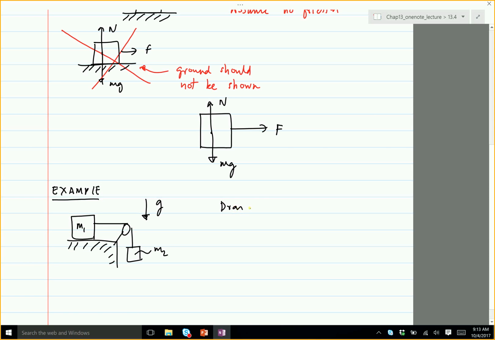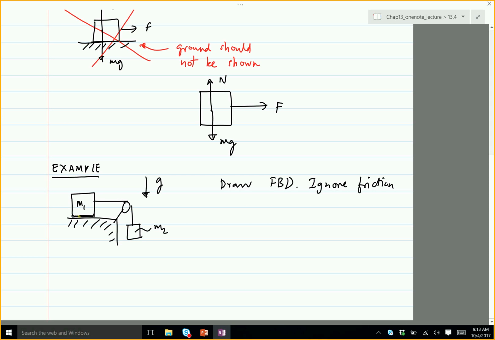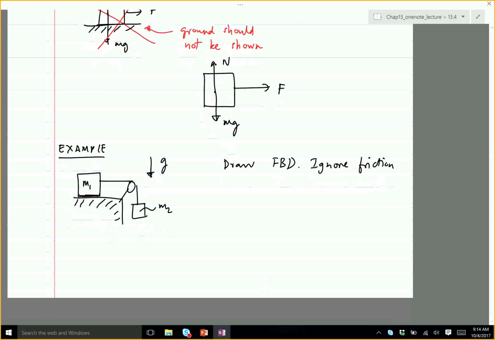So draw the FBD, ignore friction. It's not necessary. You can have a perfectly smooth table and M2 will still move down. In real life, yes, there's friction. You cannot eliminate it. But in the world of textbook problems, we can give you a problem where you say there's no friction, or you can ignore friction.